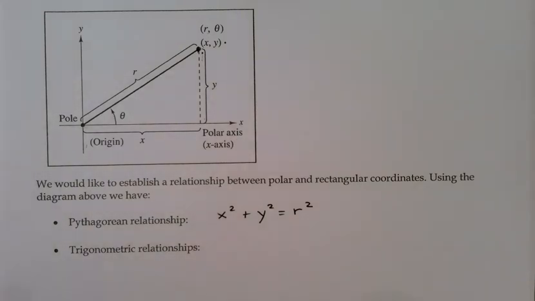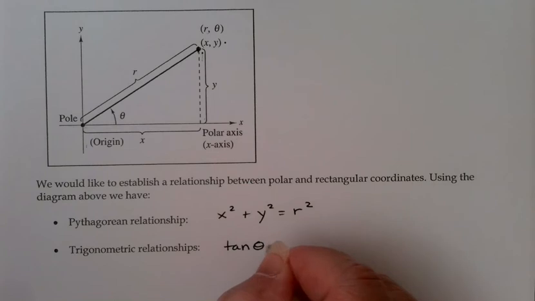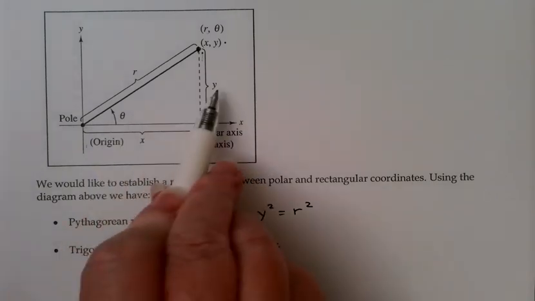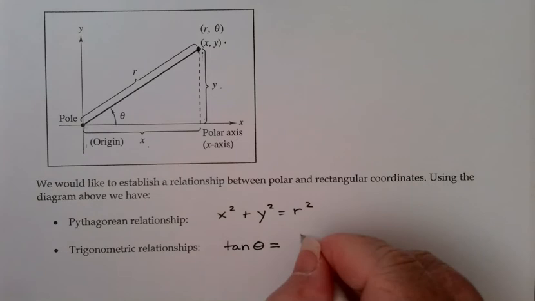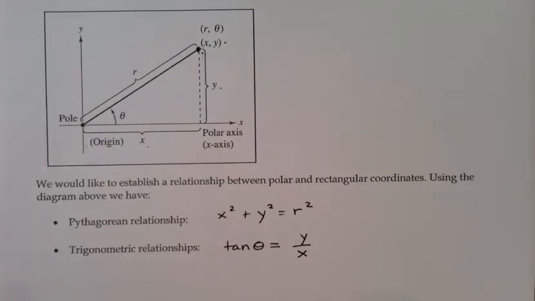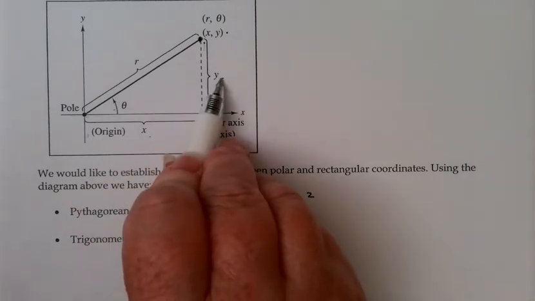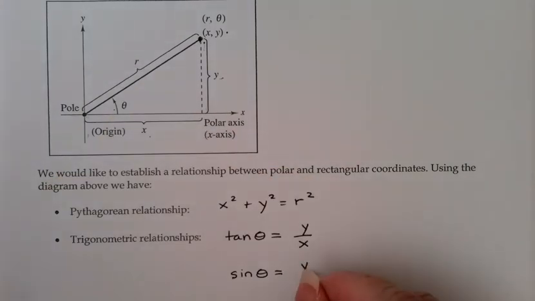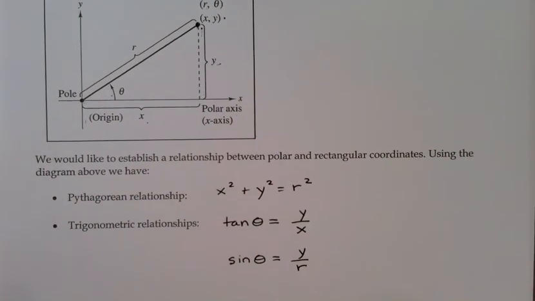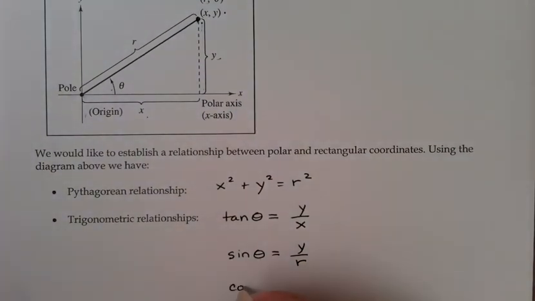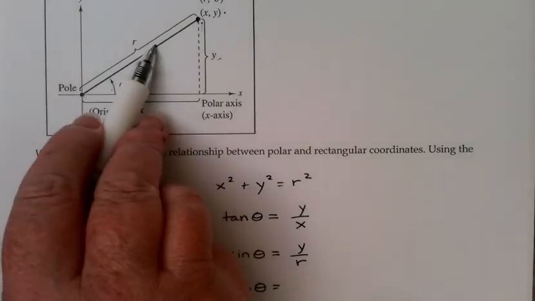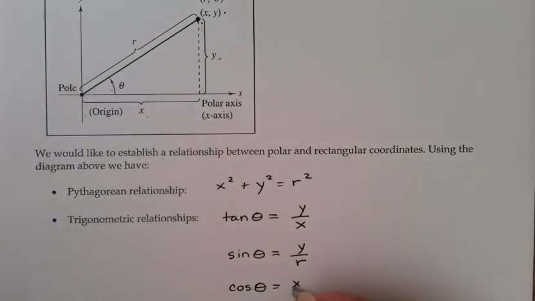I'm also going to write down 3 of the trig relationships. I'm going to start with the tangent of theta. Tangent is opposite over adjacent, y over x. Then I'm going to write down the sine of theta. Sine is opposite over hypotenuse, y over r. And then finally the cosine relationship. Cosine of theta, adjacent over hypotenuse, would be x over r.